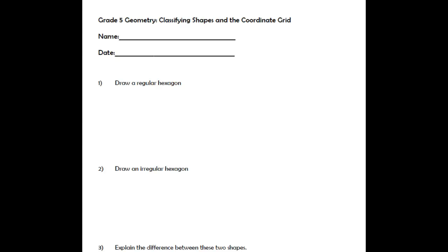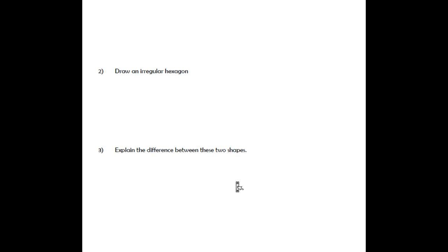This is an overview of the geometry assessment that I created for my unit. The things that are covered in this unit are classifying shapes and the coordinate grid. So starting out, we just have draw a regular hexagon and then draw an irregular hexagon. And they have to explain the difference between these shapes. Like, what's the difference between a regular and an irregular shape?